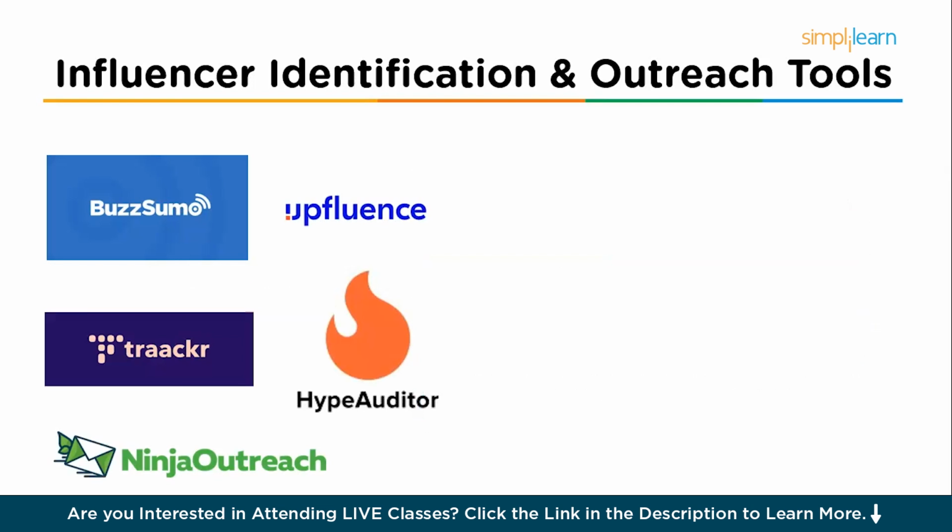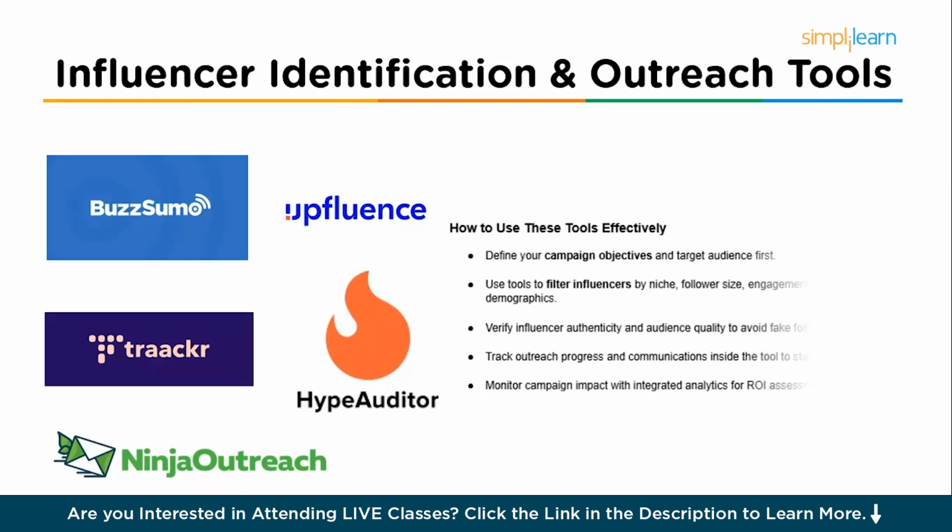How to use these tools effectively? Define your campaign objectives and target audience first. Use tools to filter influencers by niche, follower size, engagement rates, and audience demographics. Verify influencer authenticity and audience quality to avoid fake followers or bots. Track outreach progress and communication inside the tool to stay organized. Monitor campaign impact with integrated analytics for ROI assessment.